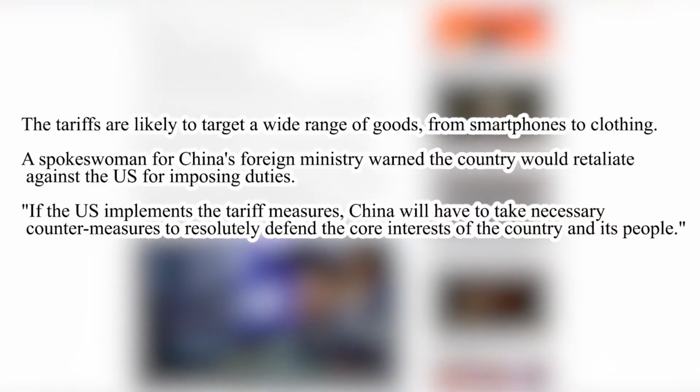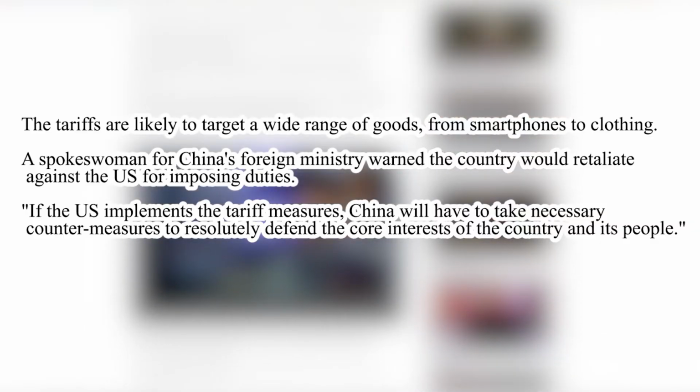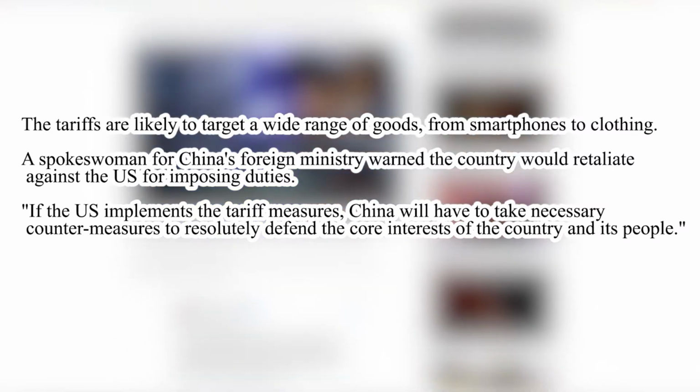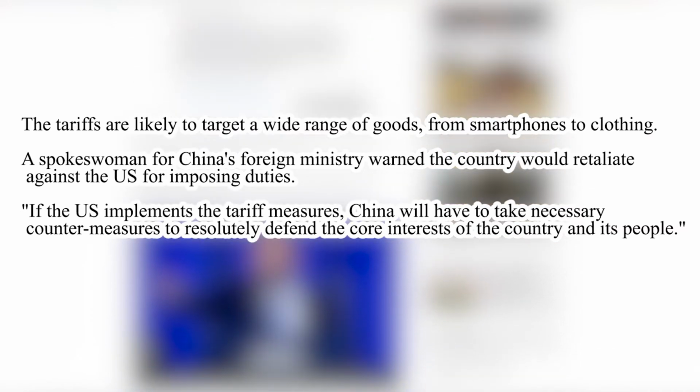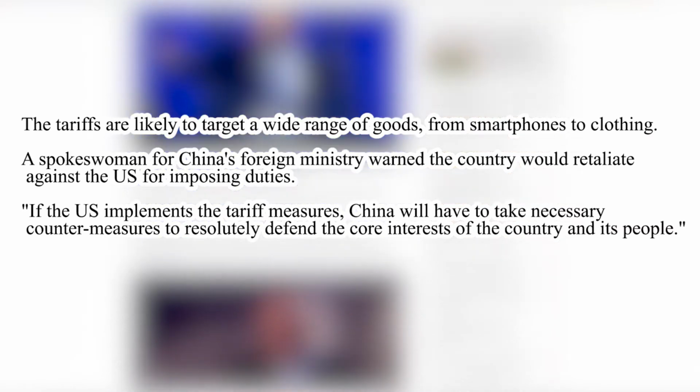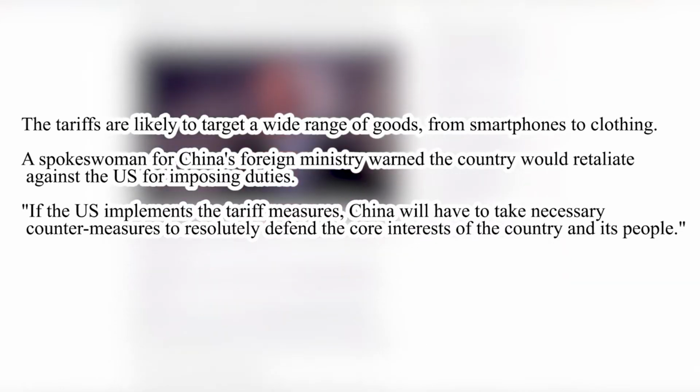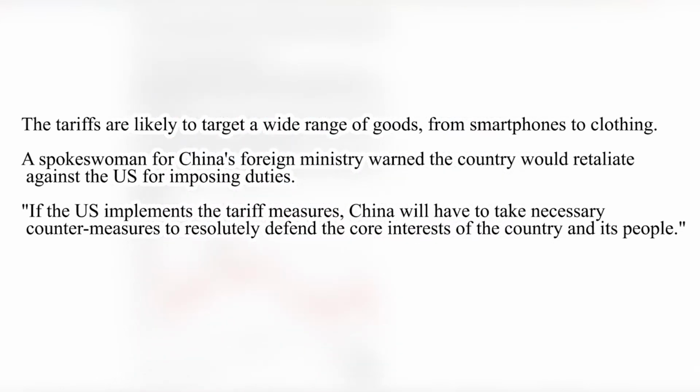In the article, BBC reads, the tariffs are likely to target a wide range of goods, from smartphones to clothing. A spokeswoman for China's foreign ministry warned the country would retaliate against the U.S. for imposing duties. If the U.S. implements the tariff measures, China will have to take a necessary countermeasure to resolutely defend the core interests of the country and its people. So as we can see from the article, there's a lot of tension that rose because the U.S. wanted to implement these tariffs onto China.